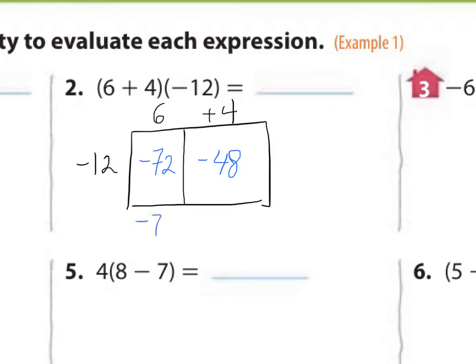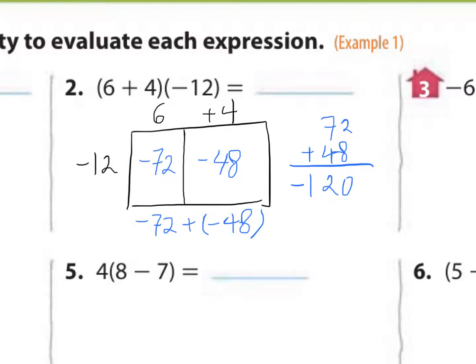So negative 72 plus, you have that invisible plus here, plus negative 48. And this is the same as doing 72 plus 48, but the answer is negative. So we have 120. So the answer is negative 120.